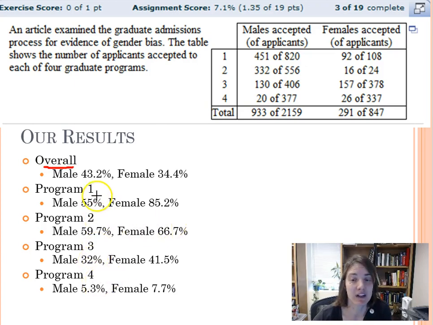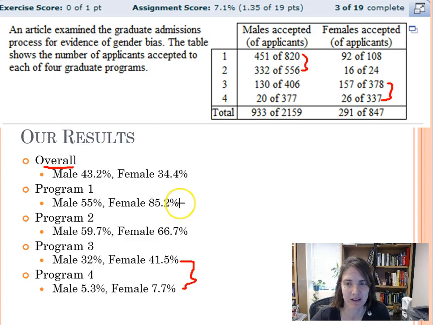The benefit of looking at each program individually is that it takes into consideration the fact that women tend to apply to these harder programs. So females apply to programs 3 and 4, and you can see that these are actually really difficult programs to get into. The men, on the other hand, they apply to the easier programs here. So most men apply to programs 1 and 2, which you can see have a much higher acceptance rate.